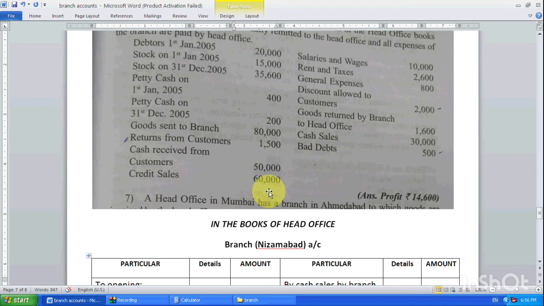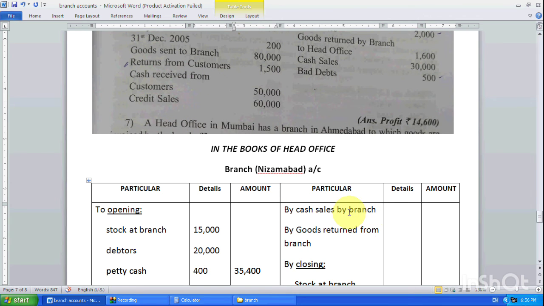Here cash received from customer is given and cash sales also given. That we have to take, but not the credit sale. Cash sale by branch directly, I have already written here. So cash sale, see, 30,000 is given on the top. Okay, cash sale by branch. Here, cash received from customer, cash receipt we can also write. How much cash receipt? 50,000.